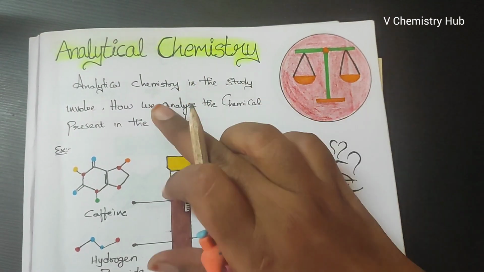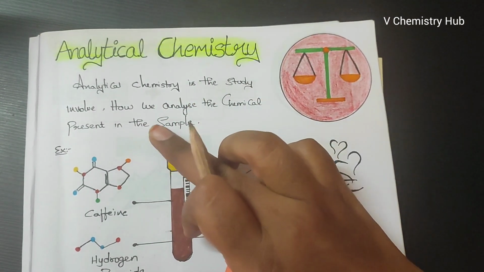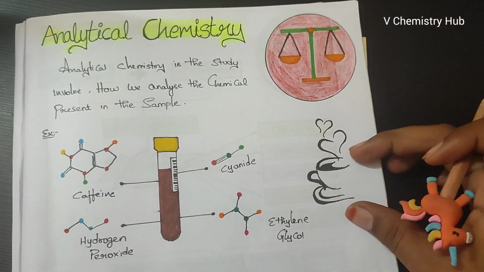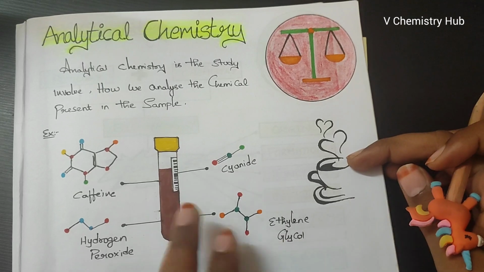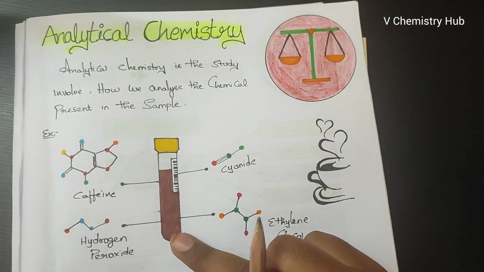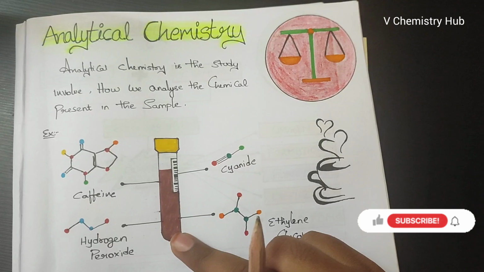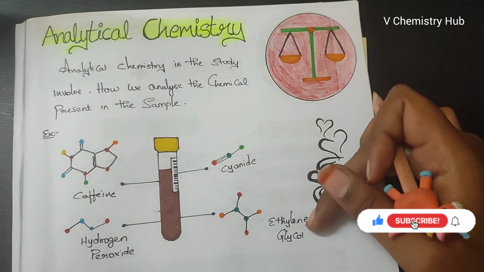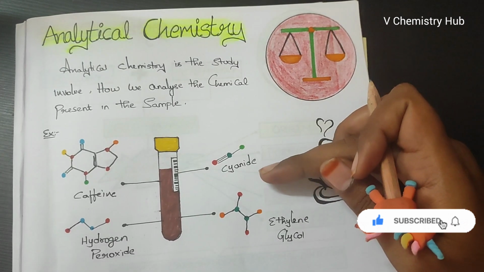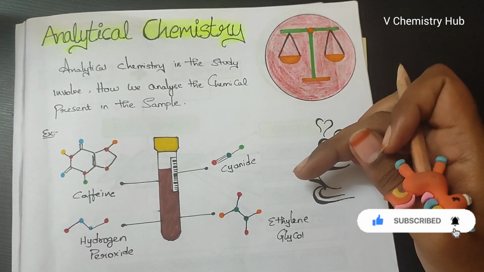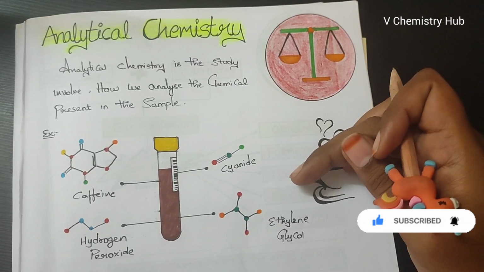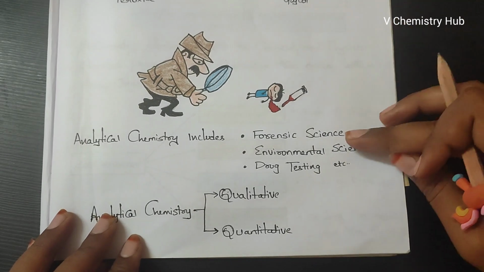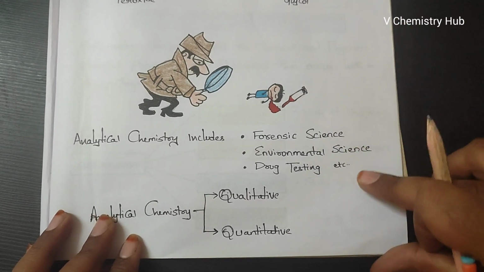Analytical chemistry. Analytical chemistry is the study of how we analyze the chemicals present in a sample. For example, consider a coffee and take a sample from that coffee. In that sample, we can analyze how much caffeine is present, and the percentage of hydrogen peroxide, ethylene glycol and cyanide in that sample, by using analytical chemistry. Now coming to the areas of analytical chemistry, which include forensic science, environmental science and drug testing and so on.